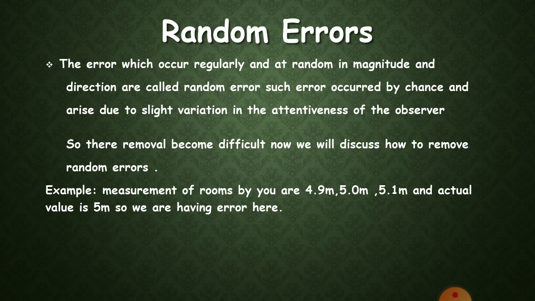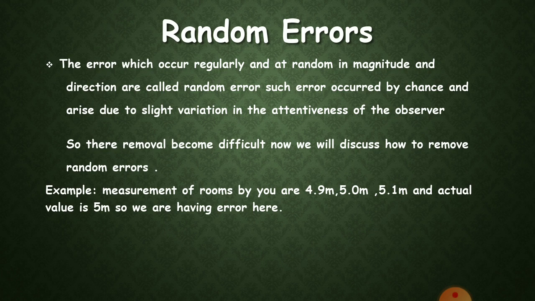quantity. Now you can say even if instruments are perfect, training is perfect, personal errors are removed perfectly, even then the measurements can suffer from error and their causes are not identified. This is known as random error.